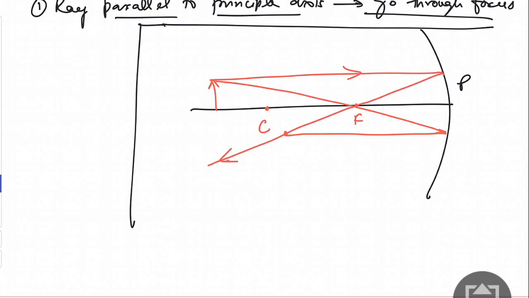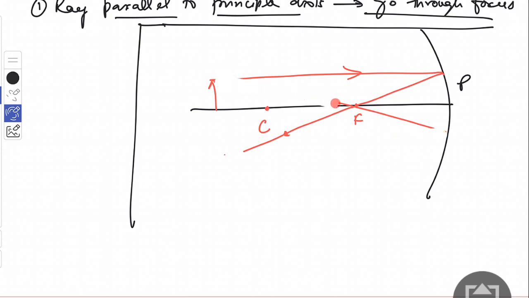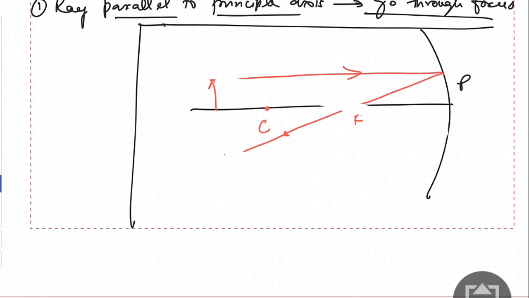Okay, now I'll give you some time to take notes. So first thing I want you to do is, let me also remove this. This is fine. I don't want this ray. Actually, let me just draw this thing again.